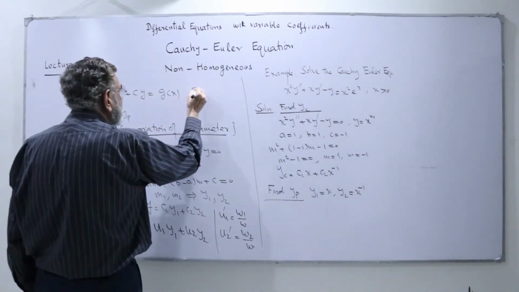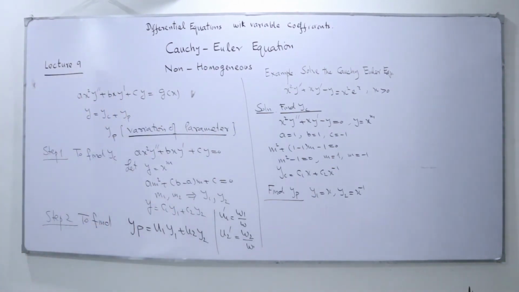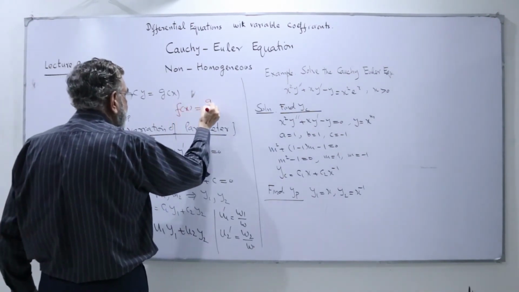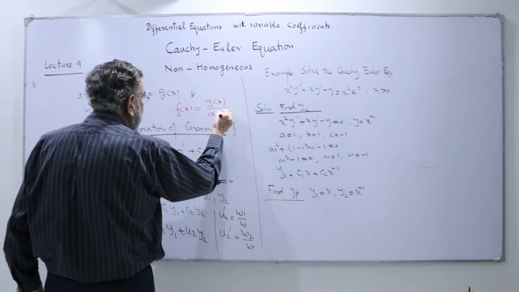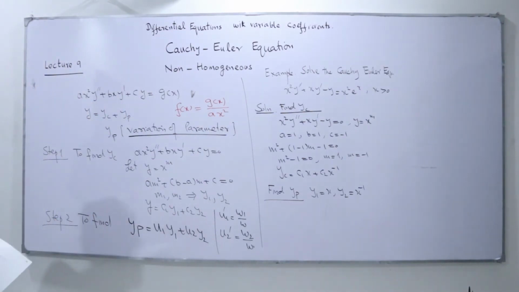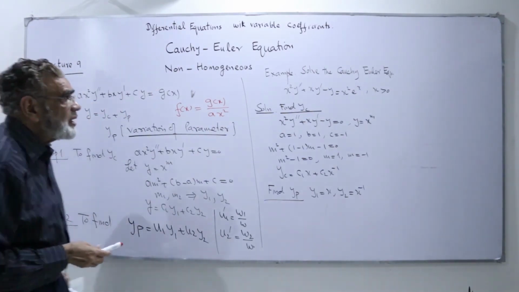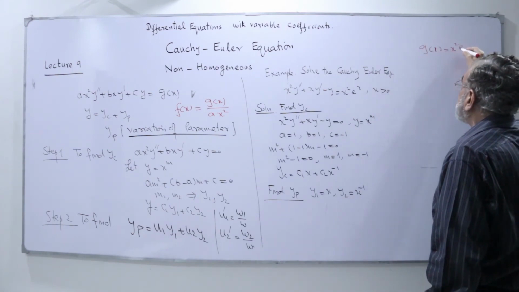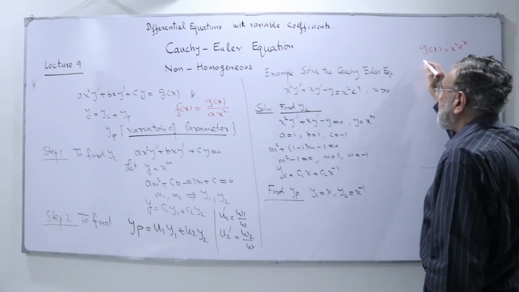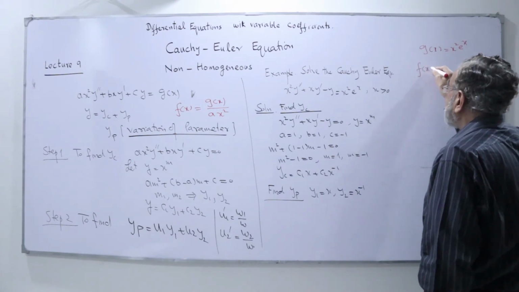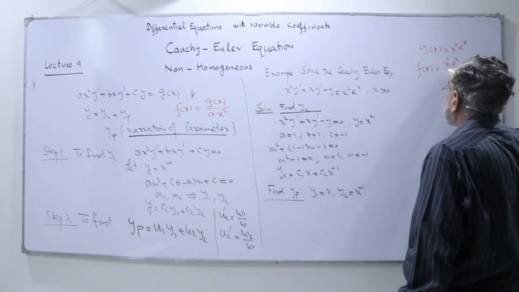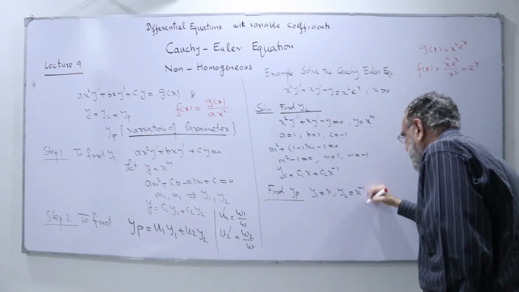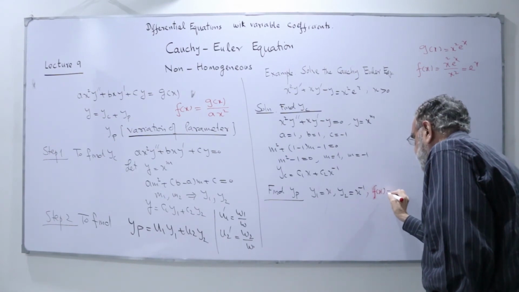What's my f of x? Now my f of x will always be g of x over a2 of x squared. That's why I told you last time why I'm using this g of x. This you must not forget. So I have here my g of x equal to x squared e to the power x, and my coefficient of y double dash is x squared. So my f of x is x squared e to the power x over x squared, so that's e to the power x. So I can write my f of x is equal to e to the power x.